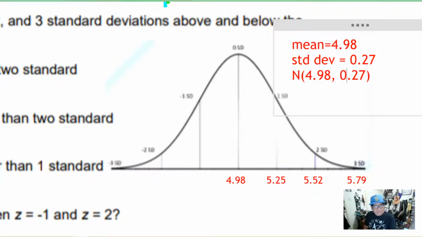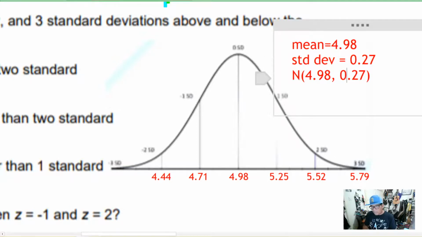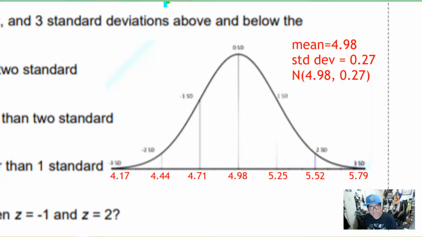Now we can do the same thing by going below the mean. So 4.98 minus 0.27. That's 4.71. So 4.71 is 1 standard deviation below the mean. Subtract another 0.27. That's 4.44. So 4.44 seconds is a time that is 2 standard deviations below the mean. And we'll do this one more time. Now we got that 4.17 is 3 standard deviations below the mean.